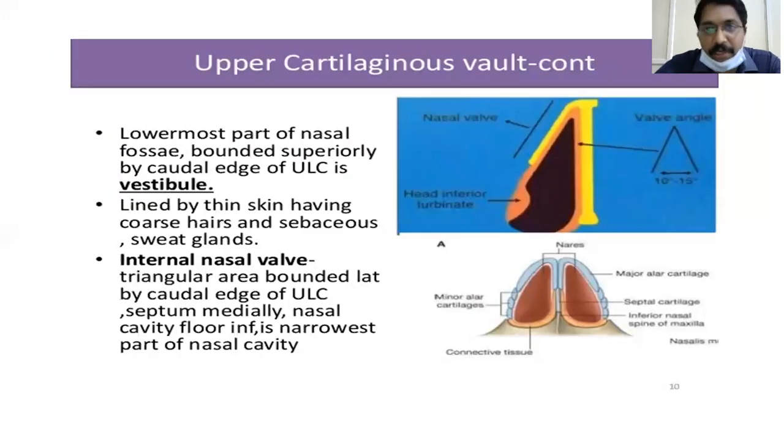Coming to the upper cartilaginous wall, here is one thing you should know: the internal nasal valve. Okay, internal nasal valve, very important. You can get it in a 2 marks question. The angle made by the nasal septum and upper lateral cartilages is the triangular area bounded laterally by the caudal edge of the upper lateral cartilages and medially by the septum, and inferiorly by the nasal cavity floor. Okay, it's around 10 to 15 degrees. I think it is around less than 30 degrees. It's actually okay.